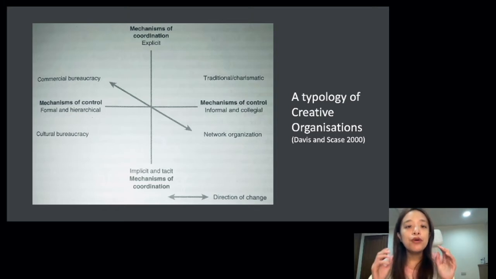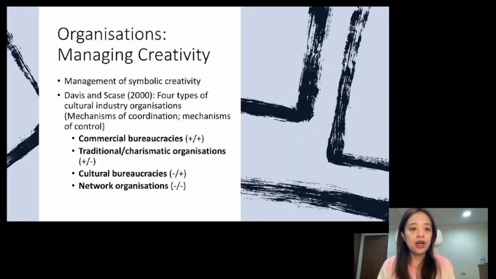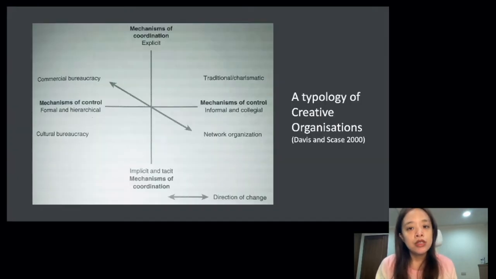So yeah, this is actually a good typology that we can look at when we think about how we're going to analyze the organizations. Just as with the other parts of today's lecture, I'll be providing you some of the framework or theoretical tools which you can make use of for your own research and presentations.